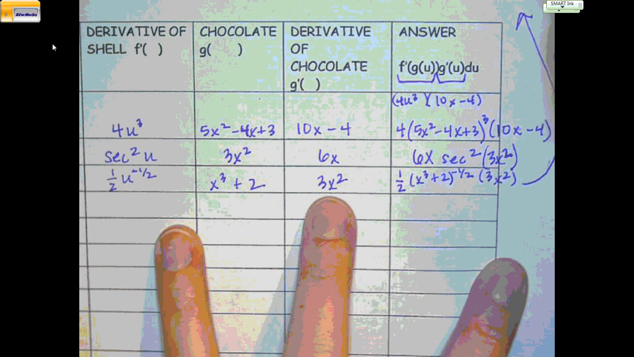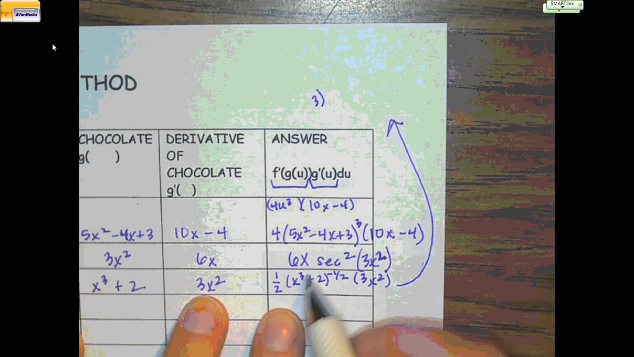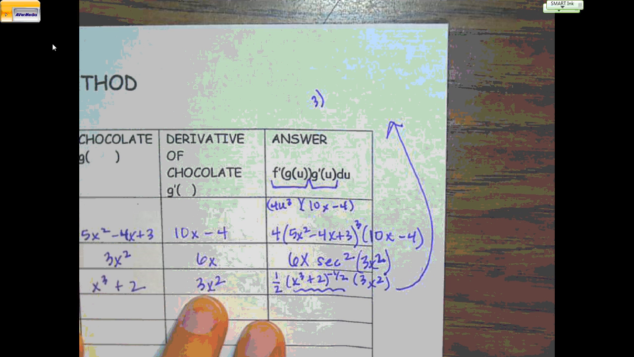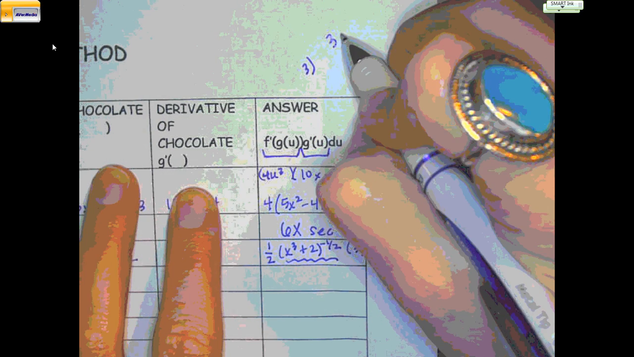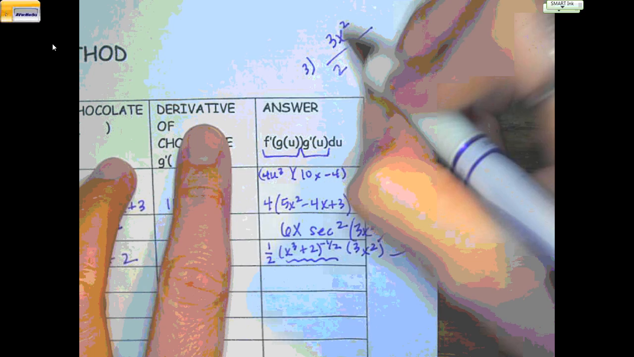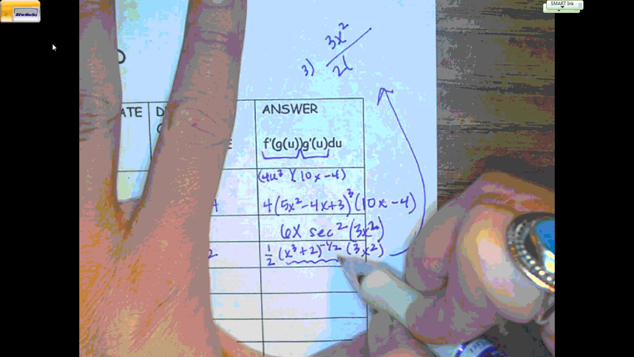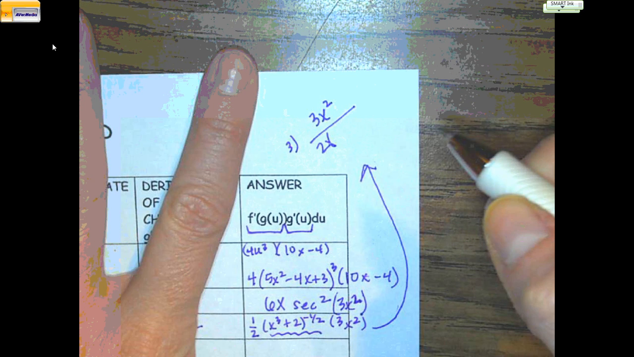So for number 3, on the top, because this whole piece right here is going to move to the bottom, all I have is 3x squared. Does everybody see that? You have 1 times 3x squared on the top. On the bottom, I have 2 times this whole guy to the negative 1/2.